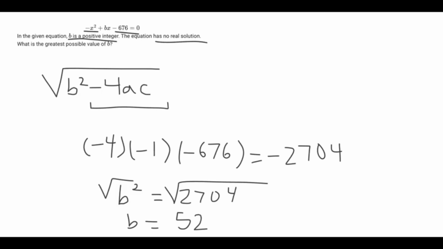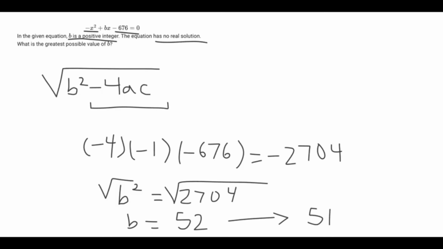Now 52 is not our final answer, because if b is equivalent to 52, our discriminant would be equal to 0, and we would have 1 solution. But this equation has no real solution. And so we know that b is a positive integer. So in order for b to be a positive integer, it is just the number that is below 52. So the next closest value under 52 would be 51.